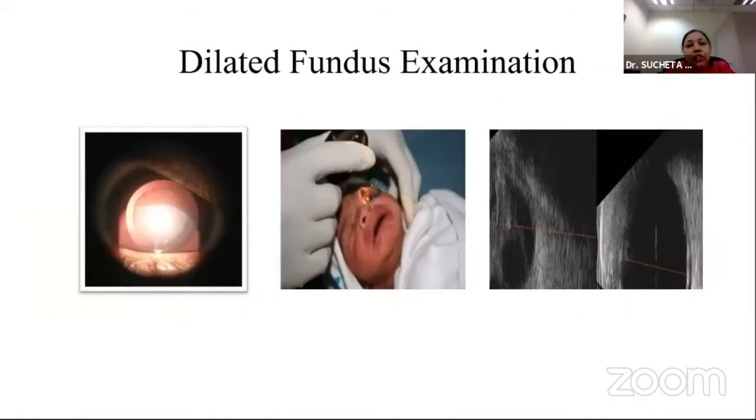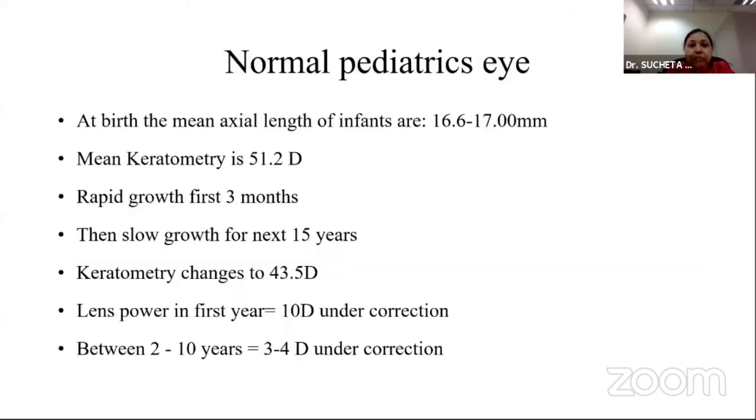Fundus examination is a must in all of the cases. If you have a total cataract where you cannot see the fundus, then you have to take the help of the B scan, where you have to look for any vitreous hemorrhage, vitreous opacification, or retinal detachment before you take up these cases for surgery.